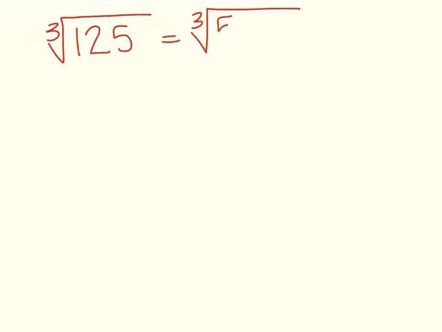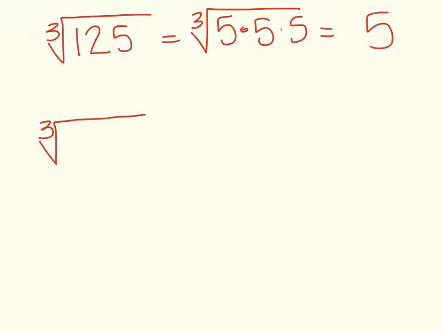Do you think you could do a couple of cubed roots? How about the cubed root of 125? Let's see, that's probably going to be a 5. 5 times 5 times 5, which equals 125. The cubed root of 125 is 5. And the last one, the cubed root of 1000, x to the 5th, y to the 6th.